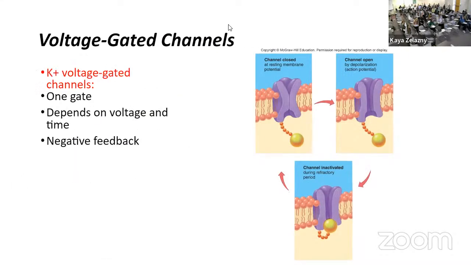So if we wanted to sum up the states of those potassium voltage gated channels, they only have one gate, so we don't have to worry about activation, inactivation gate. Depends on voltage. This does also depend on time. We have a little bit of a time lag here. This is essentially negative feedback on our action potential. Our membrane potential rises to positive 30 during our action potential. Potassium channels opening are what drag it back down to rest. So negative feedback, a change in the opposite direction.